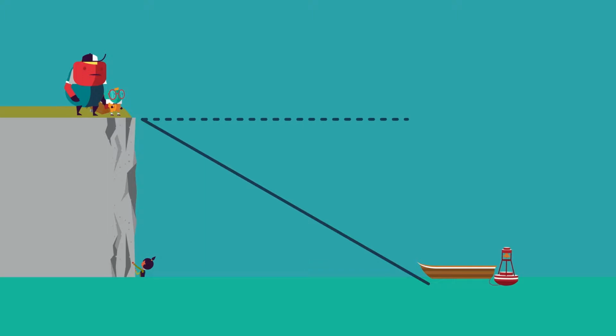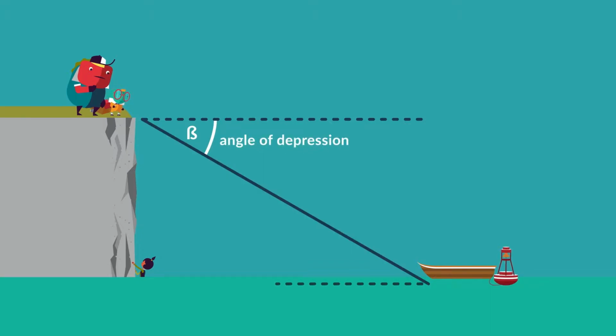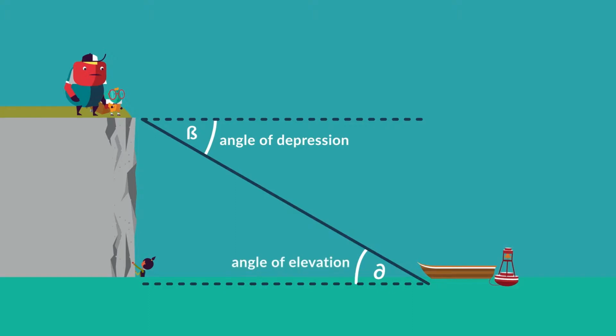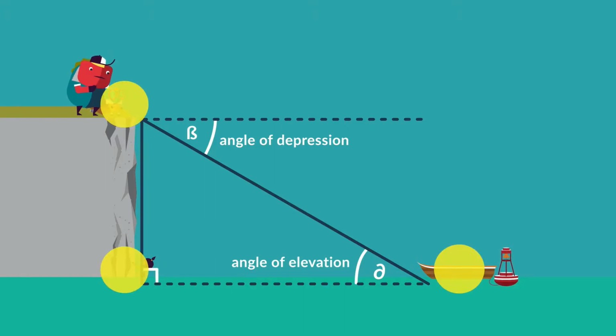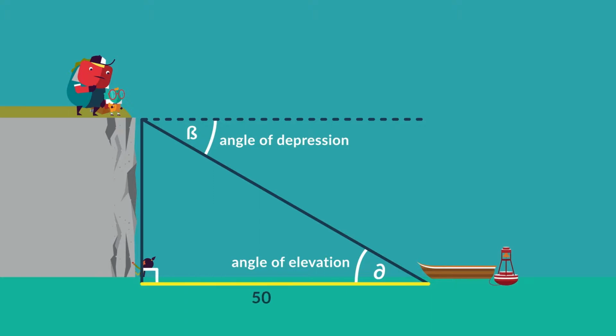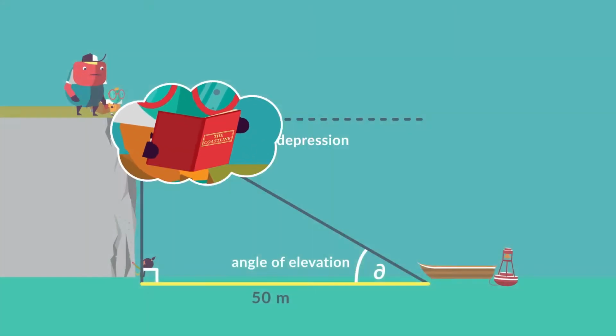Next, a horizontal line. The angle formed between this horizontal line and Fidel's line of sight is the angle of depression. And another horizontal line, this time from the boat to the bottom of the cliff. The angle from this horizontal line, looking up Fidel's line of sight, is the angle of elevation. There's now a right-angled triangle formed between the boat, the bottom of the cliff, and Fidel. Fidel knows the boat is floating 50 meters away from the base of the cliff, because he knows the buoy it's tied to is 50 meters away. It says so in the book he's been reading.